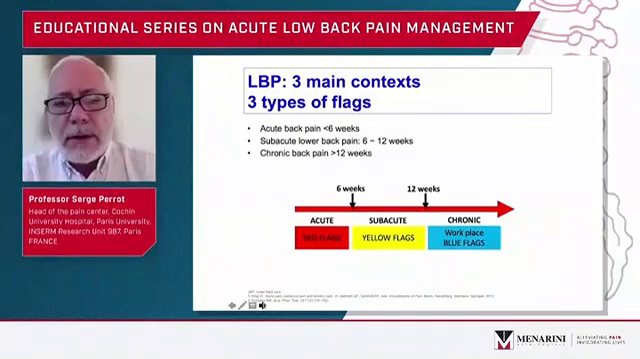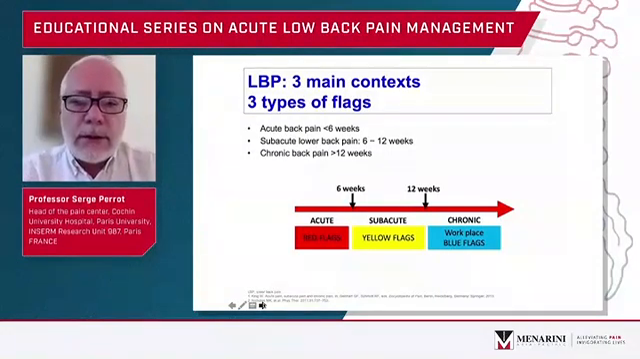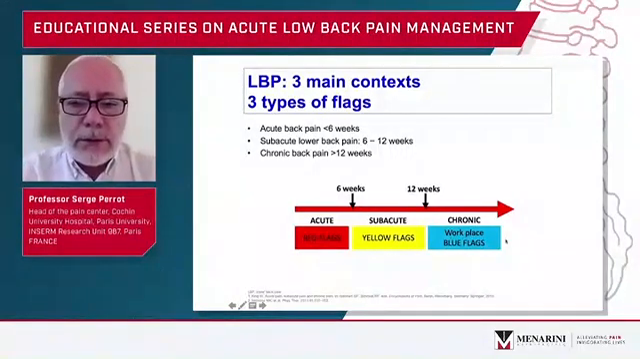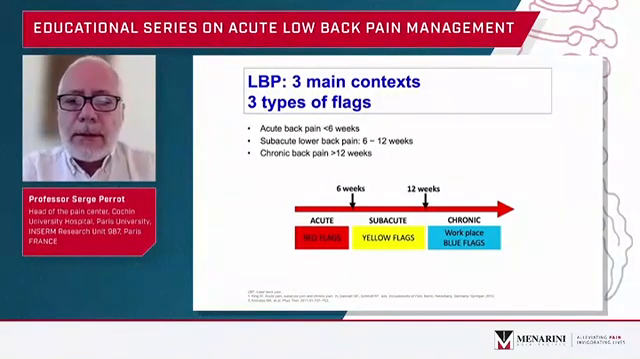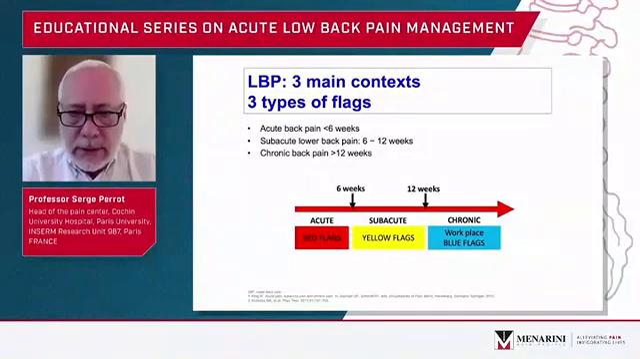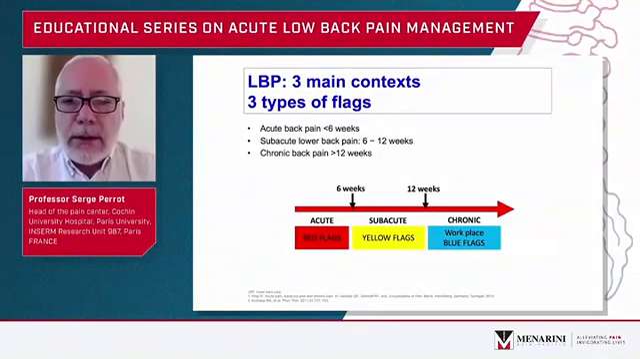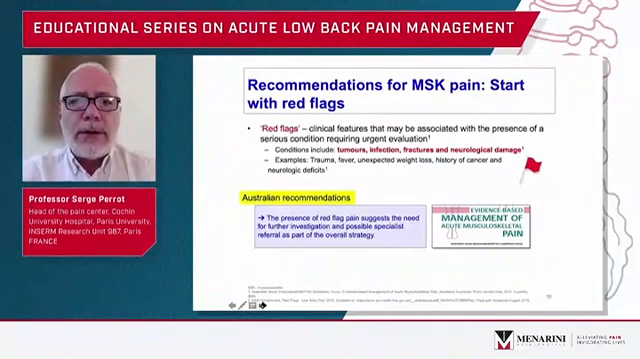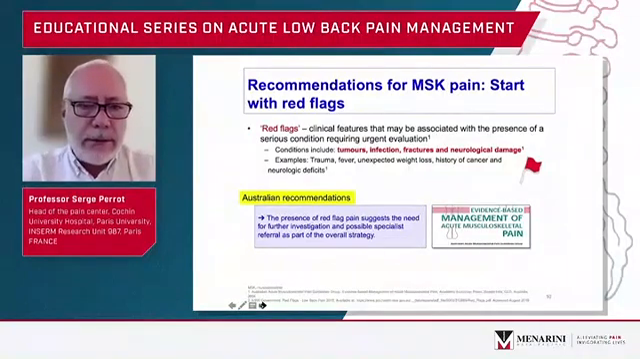In the subacute period, we should look at what we call yellow flags, that are the risk factors for chronicity. And in chronic back pain, we should look at the blue flags, that is, looking at what is having more impact in chronic back pain and what we should target when treating chronic back pain. So what are the red flags? It is mainly in the acute period.